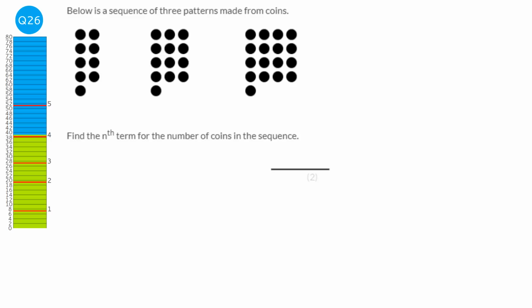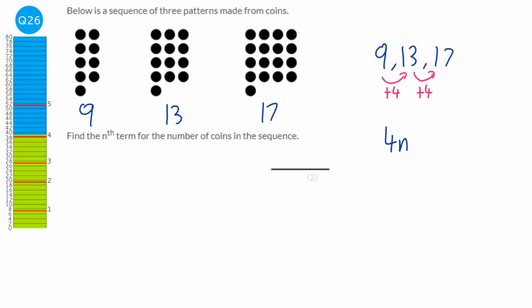Whenever we do these kind of questions, it's always best to convert the pattern into numbers. So we're just going to count the dots. So we've got 2, 4, 6, 8, 9 in the first one. 2, 4, 6, 8, 9, 10, 11, 12, 13, 14, 15, 16, 17. So our sequence is going 9, 13, 17. And we're going to see what it's going up in. So we're adding 4 each time, and that means our sequence will involve 4n.